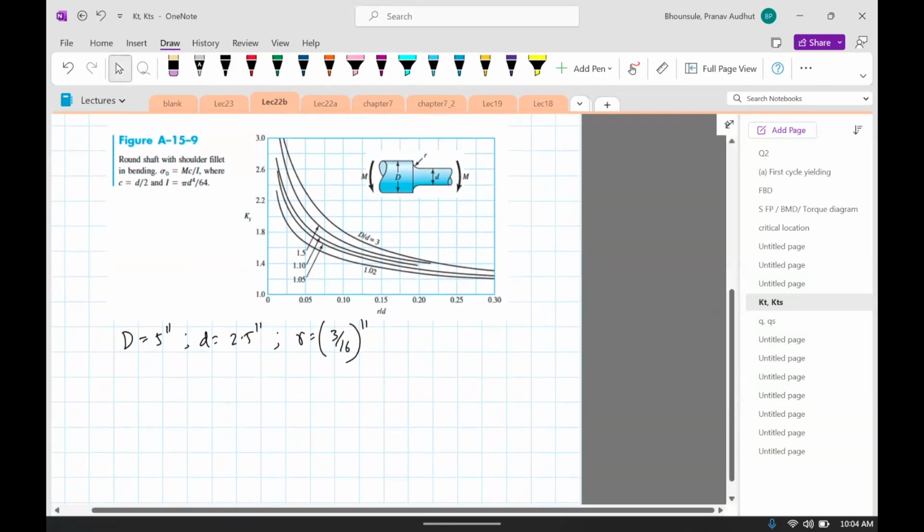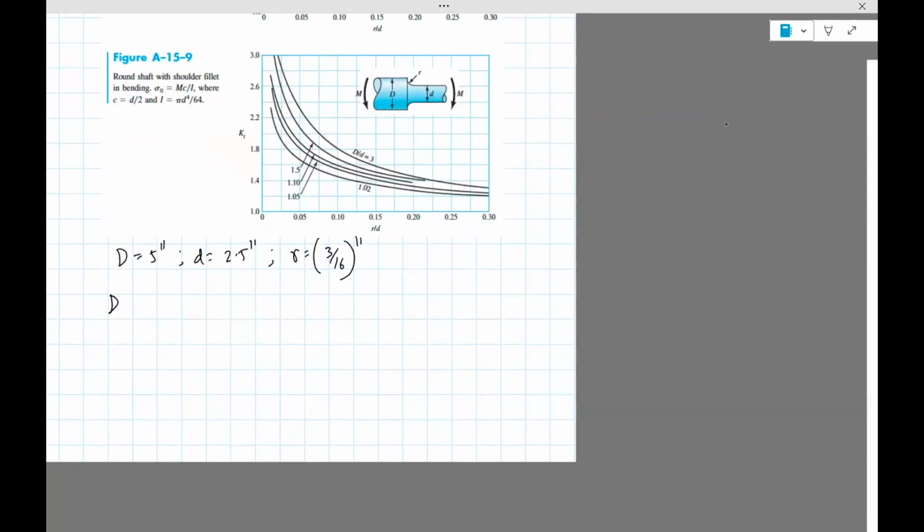So we need capital D divided by small d, so 5 divided by 2.5, which is 2. We need R divided by d, which is 3/16 divided by 2.5, which is 0.075. And now we can go and figure out these values.